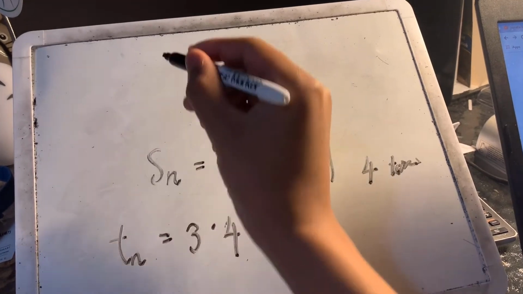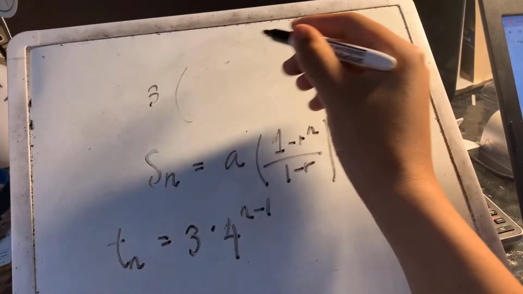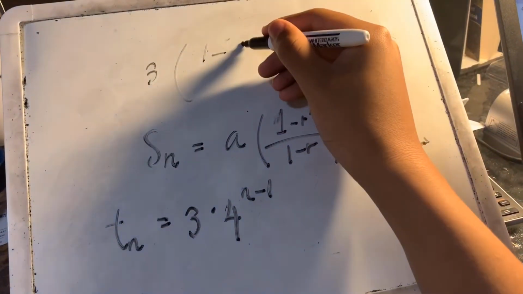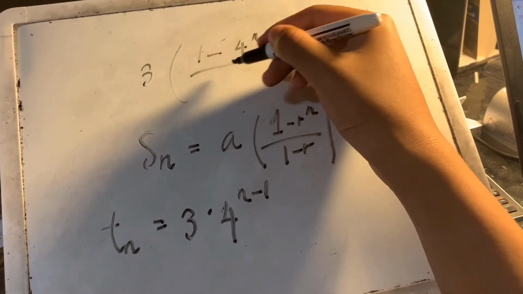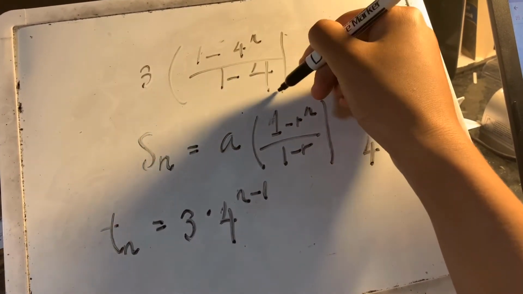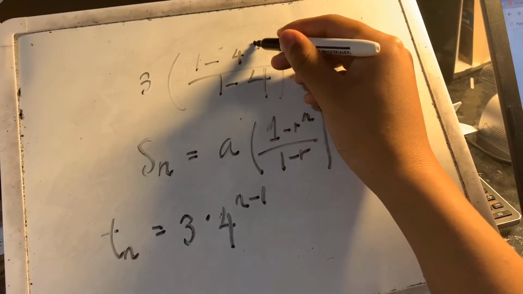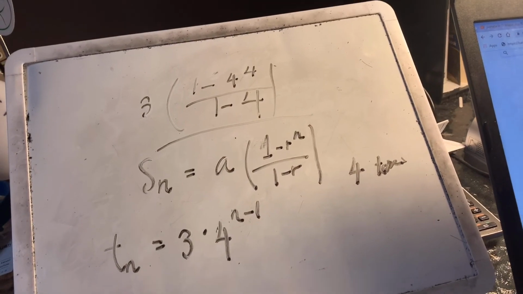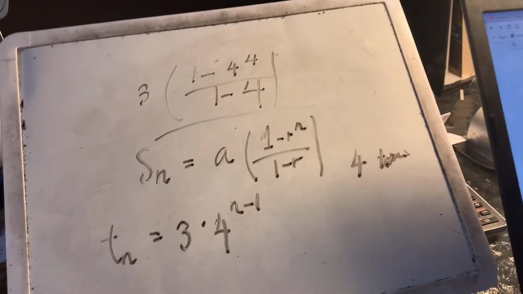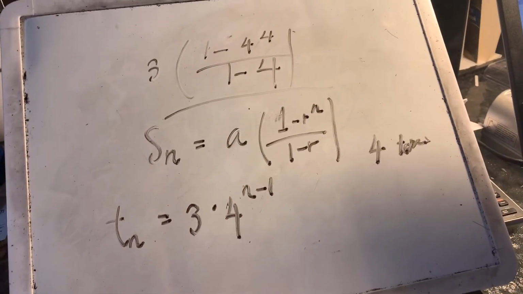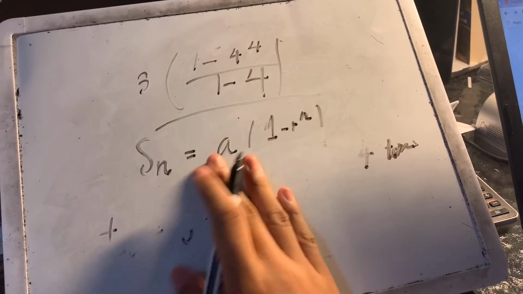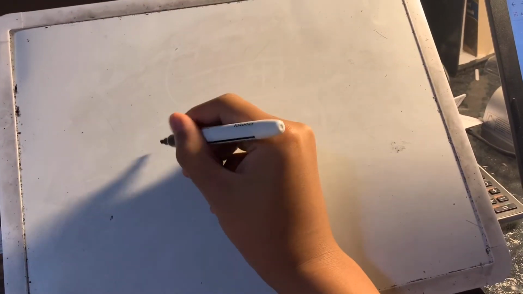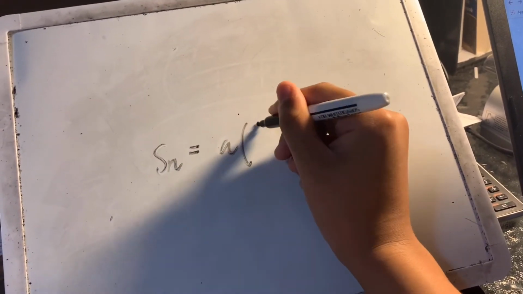So you only need to plug in this 3. So a is 3. 1 minus r to the power of n, and we know r is 4. 1 minus 4. First 4 terms. So you need this and you will get the result. This may seem strange, but it actually works. So we know that you are able to get the sum with the formula of the sum, which, restated, is this.